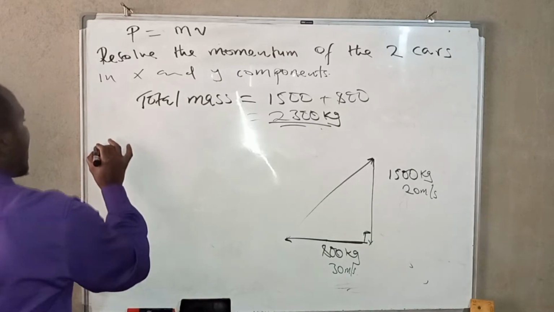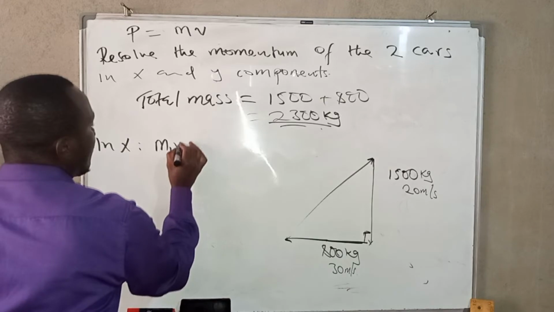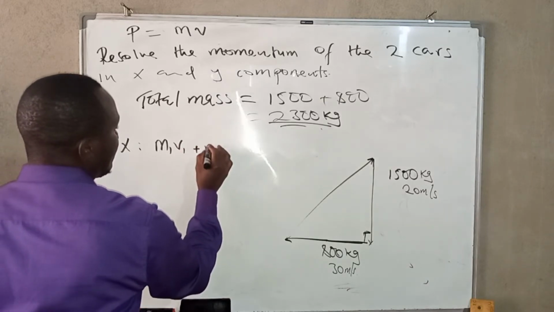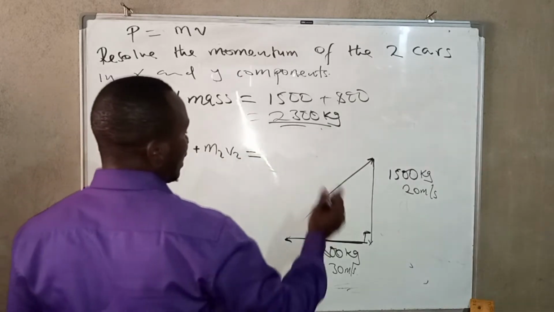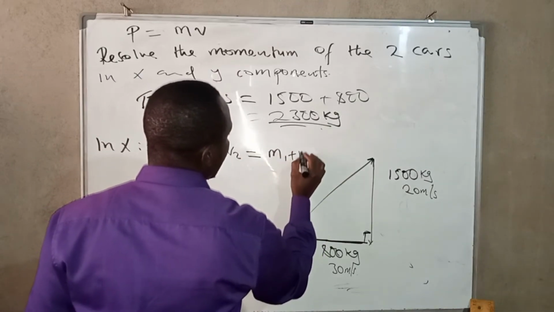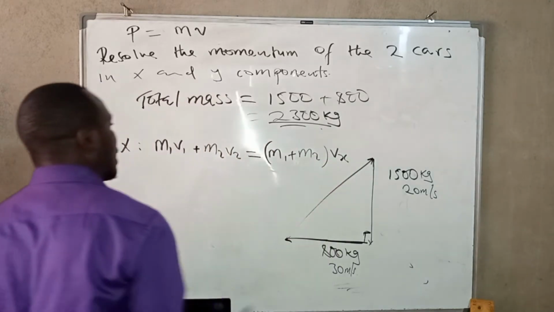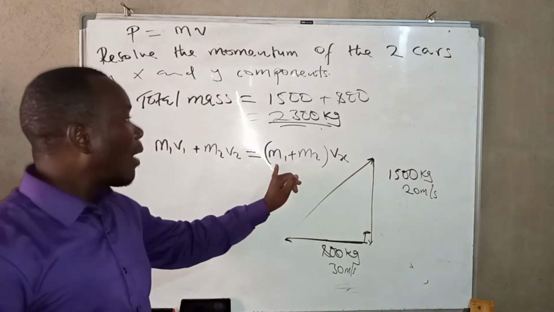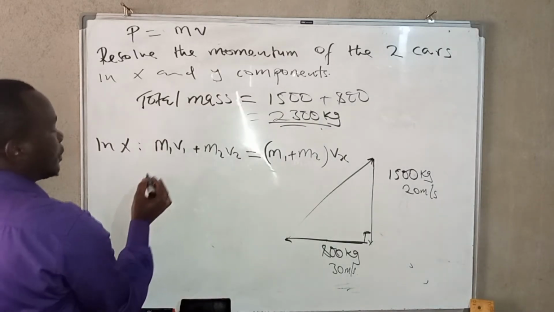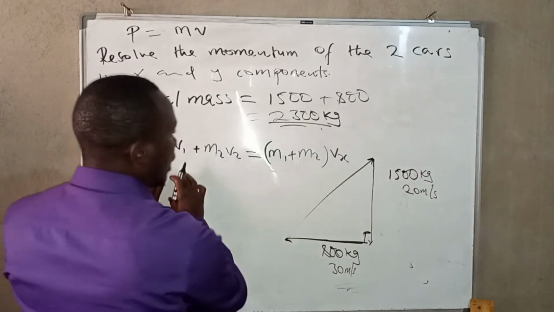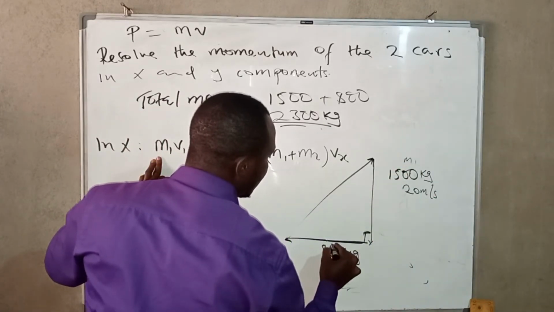Now in x, we have m1 v1 in x plus m2 v2, and this must give us m1 plus m2 times the common velocity, since they're going to stick. We should have said m1 vx plus m2 vx, but it is one and the same thing. Here this one is m1, and this one is m2.